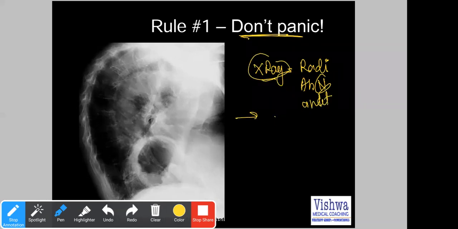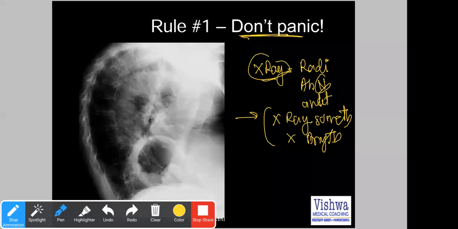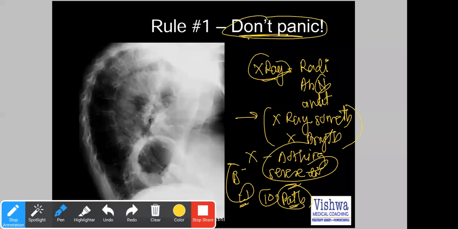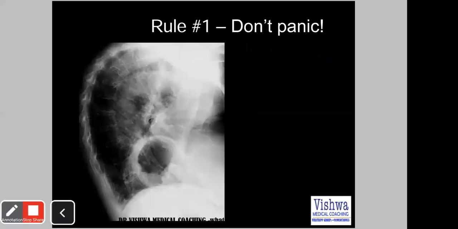So a lot of times X-ray may show something, and the patient may not have anything. And also a lot of times X-rays may show nothing, and the patient can have a severe disorder. We don't have foolproof X-rays because everything looks black and white. It is sometimes very difficult to interpret. Sometimes a 10-year-old pathology can also be seen, so it can be misleading. So first understand, don't panic. Rule number one is don't be in a hurry.